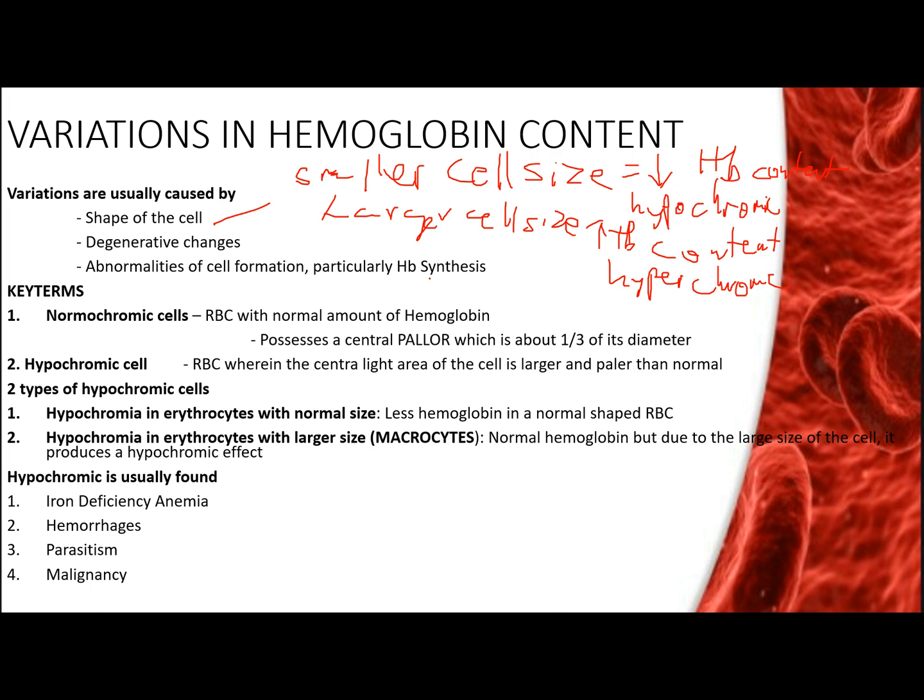Now, hypochromia is usually found in IDA, hemorrhages, parasitism, and malignancy. Please copy.